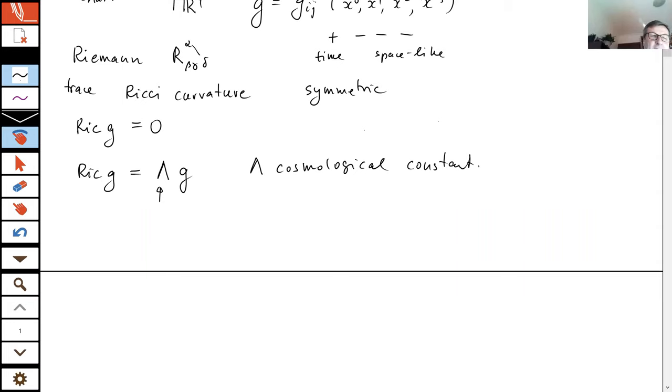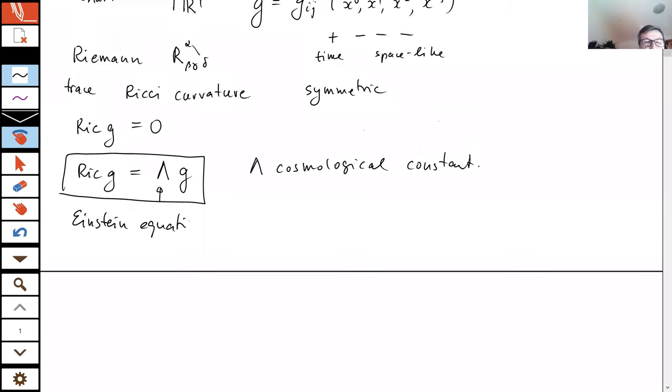So this equation, Ricci curvature is equal to a multiple of the metric tensor, this equation is called the Einstein equation. And it goes back to Einstein. And it is a non-linear PDE. It's a system of PDEs. This is actually quite a terrible equation. So it's a system of non-linear PDE.